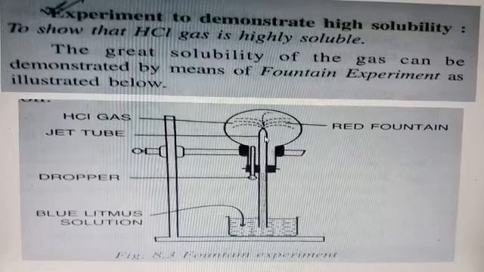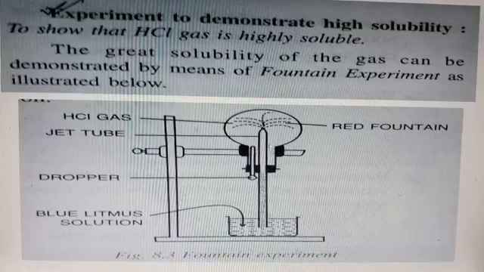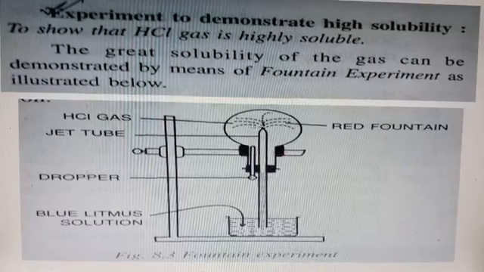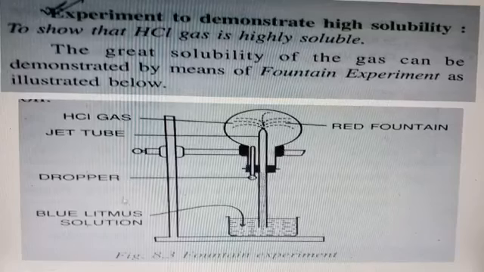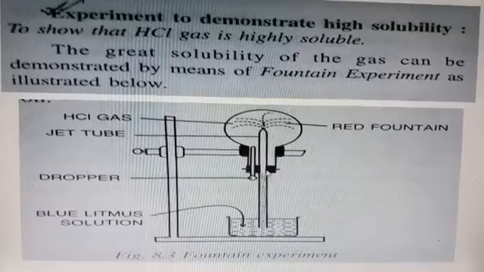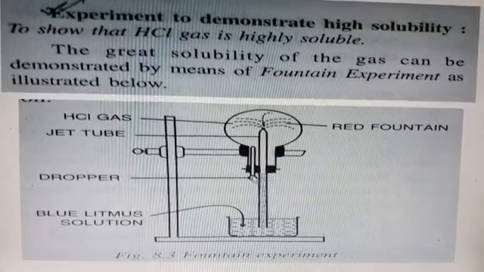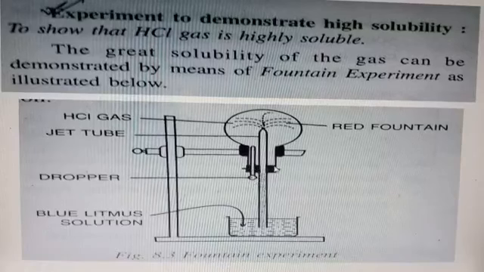So this round bottom flask, you can see here, is to be filled with dry hydrogen chloride gas. Then arrange the apparatus shown in this figure. Then on the mouth of this flask, fix a rubber stopper. This is the rubber stopper with two holes.